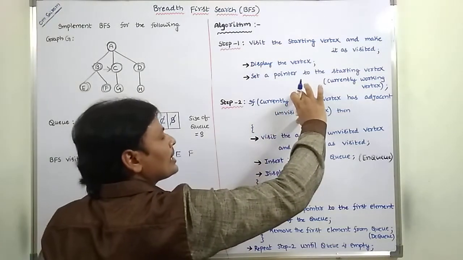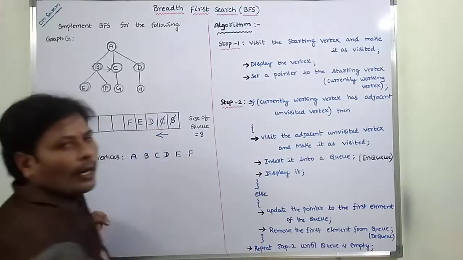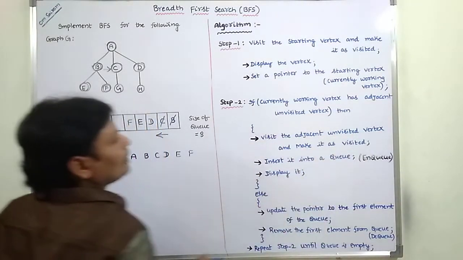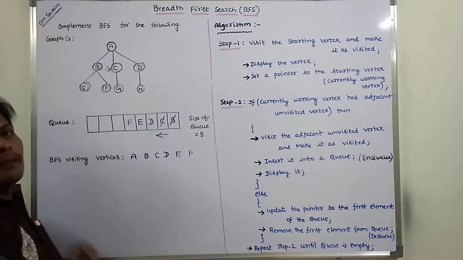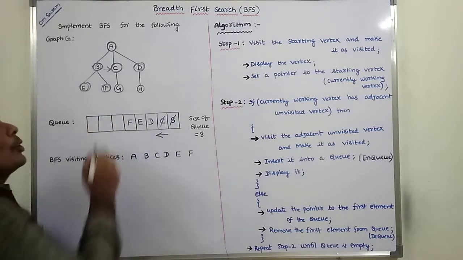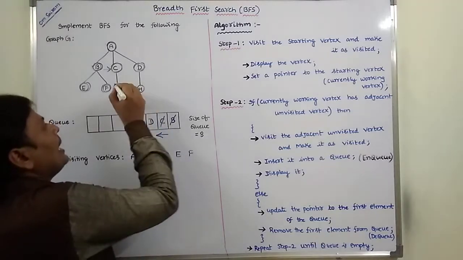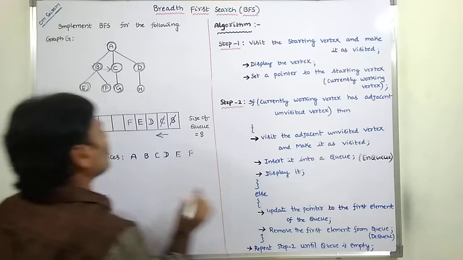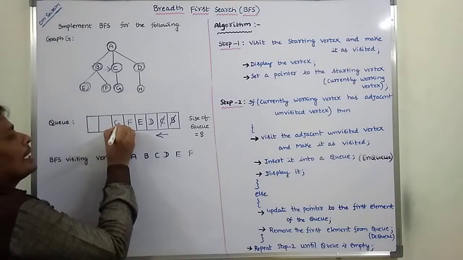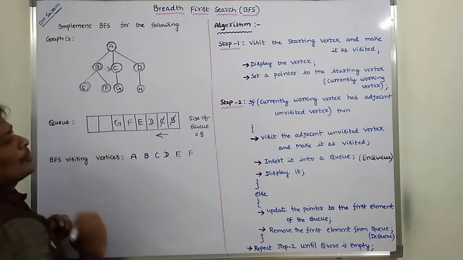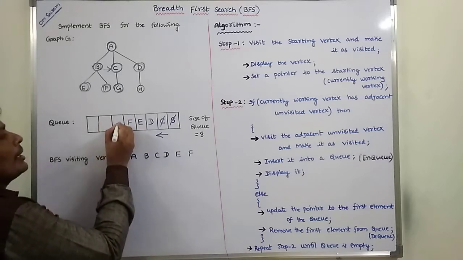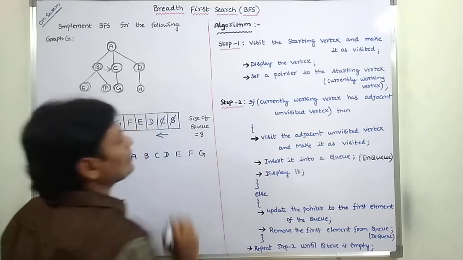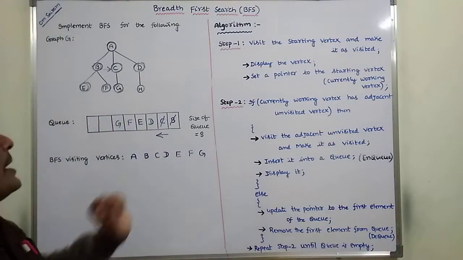If this condition is true, then go to the if block. Visit the adjacent unvisited vertex. What is the adjacent unvisited vertex for vertex C? Only G is there. So then it is visited. Okay. Insert into the Q. So now we have to insert into the Q. That is, G is inserted into the Q. Display it. Now we have to display the vertex G.